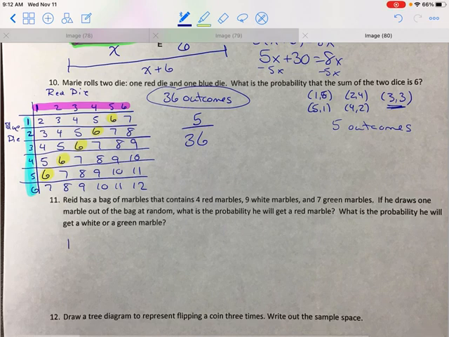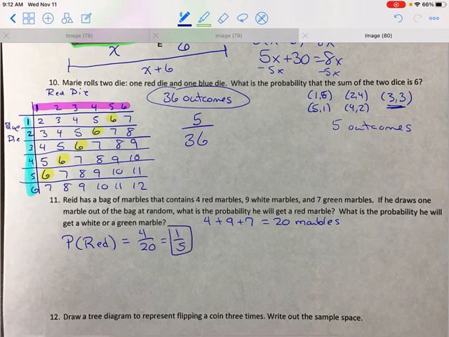So let's look first at the probability of getting a red. I need to know the total number of marbles. If I add them all together, I get 20 marbles total. And I know that 4 of them are red. So I would get 4 out of 20, which reduces to 1 out of 5. So there's a 1 in 5 chance of getting red.